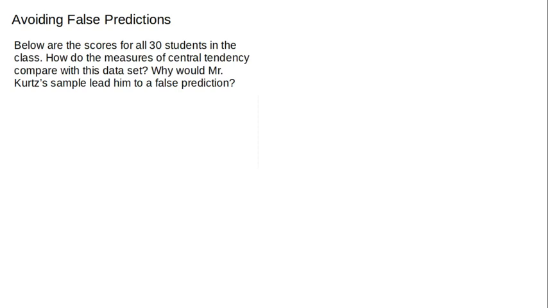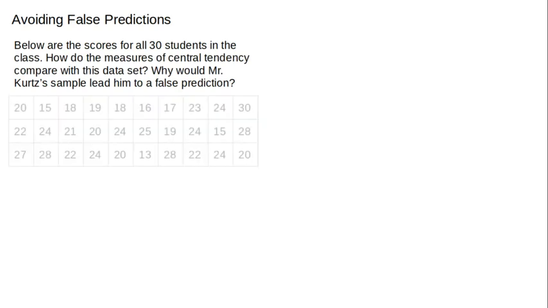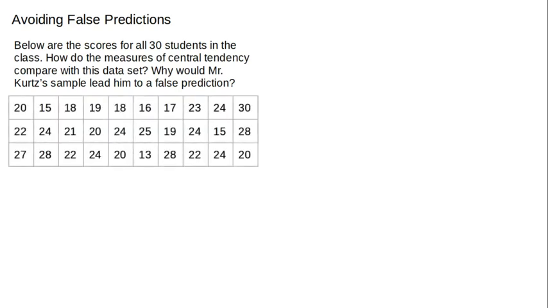Below are the scores for all 30 students in the class. How do the measures of central tendency compare with the data set? Why would Mr. Kurtz's sample lead him to a false prediction?